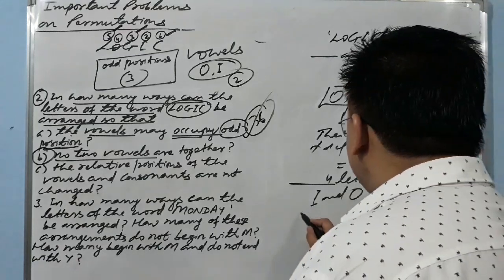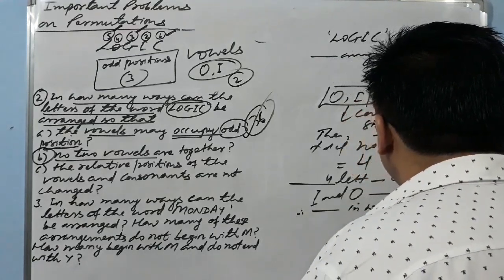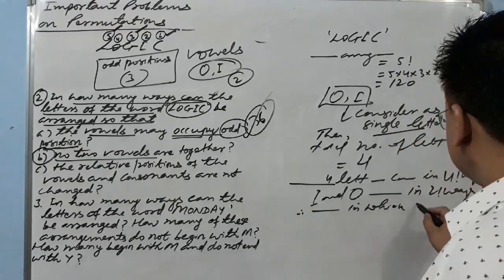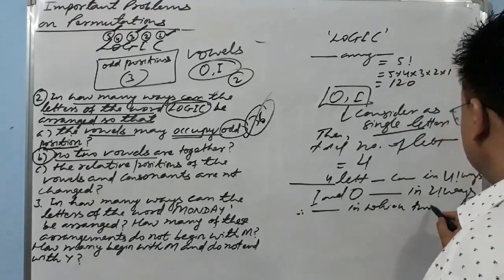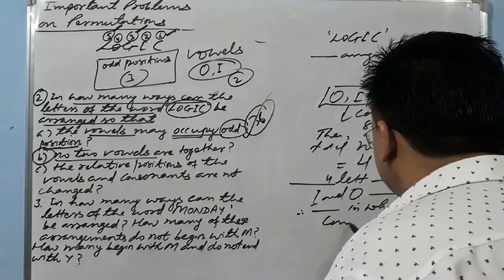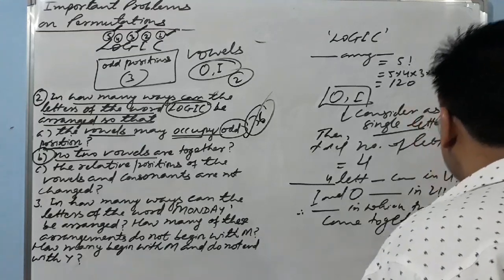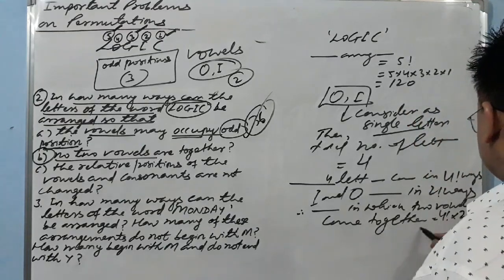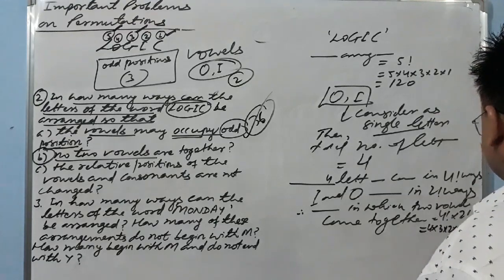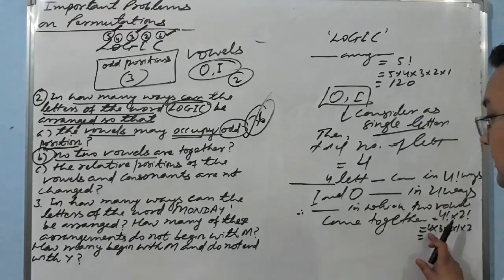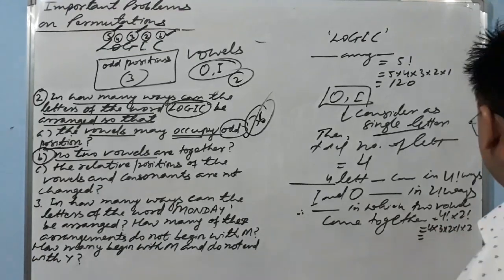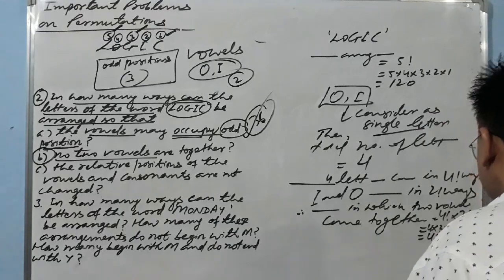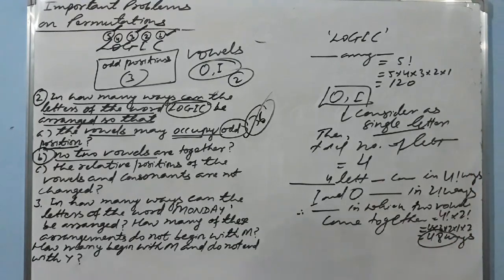Therefore, the number of arrangements in which the two vowels come together is 4 factorial times 2 factorial. 4 factorial is 4 times 3 times 2 times 1, which is 24, and 24 times 2 is 48. So in 48 ways, the two vowels come together.